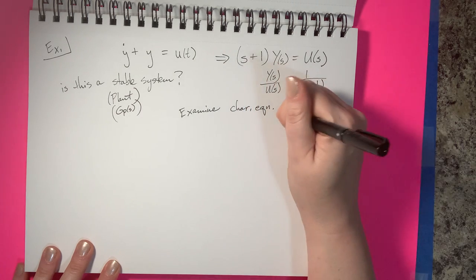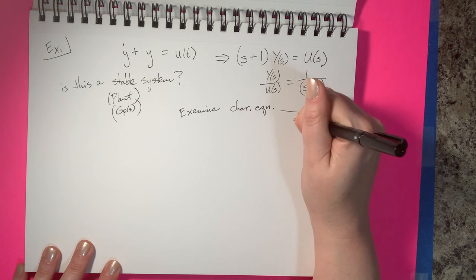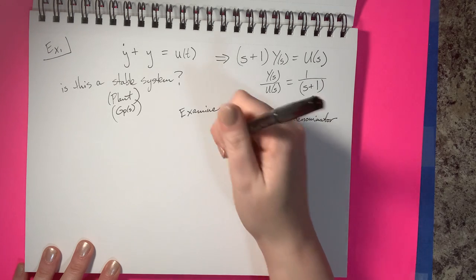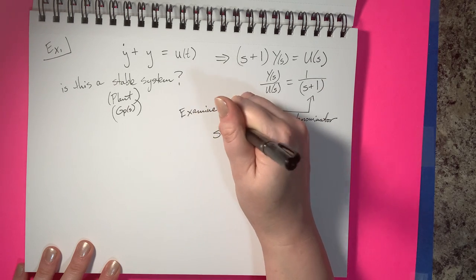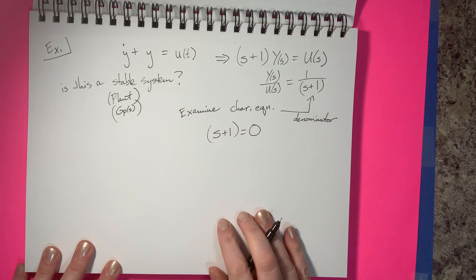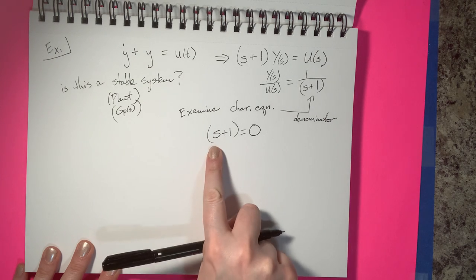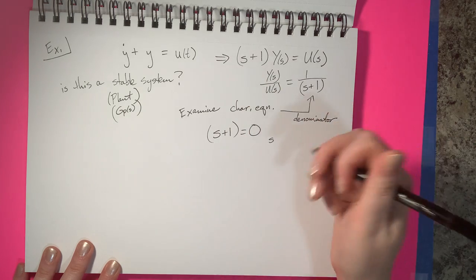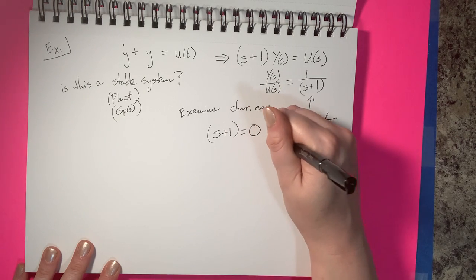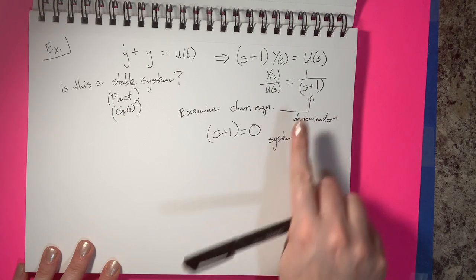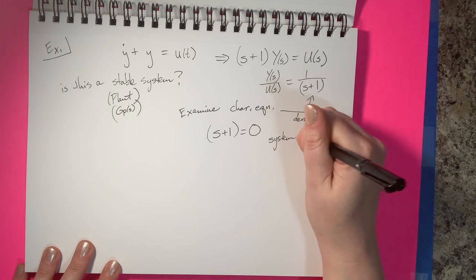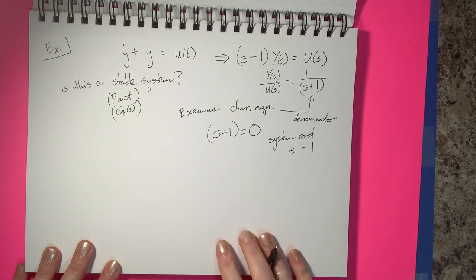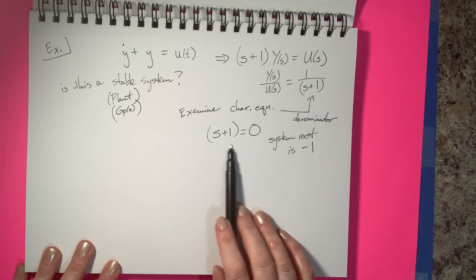Okay, the characteristic equation is the denominator. We would set it equal to 0 and solve for s. We could replace the s with a lambda if we wanted to. But we can see easily, because it is just a trivial equation, that the system root, there's only one, it's a first order equation, is negative 1. Negative 1 solves this equation.